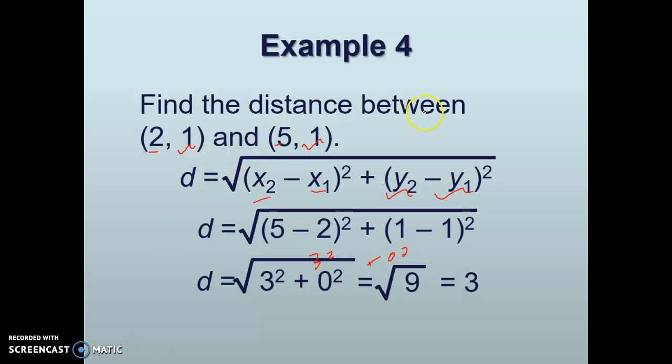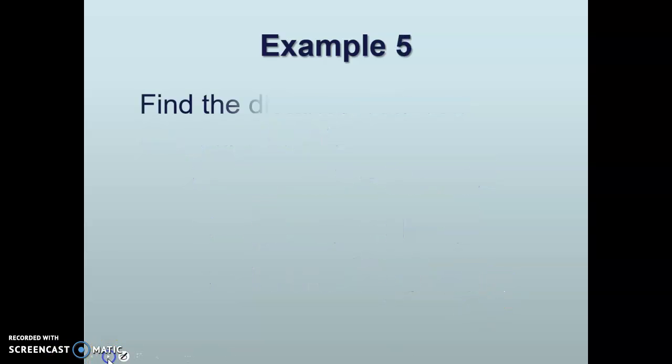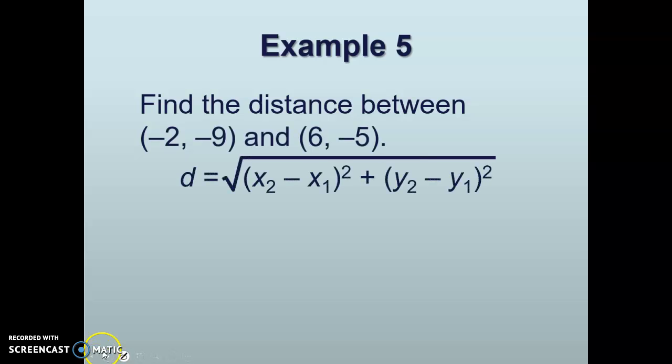Don't forget, we're taking the square root of this whole thing because we want to find that distance. So the square root of 9 is 3. It's plus or minus 3, but we're just going to use the positive 3 since we're finding distance. All right, find the distance between these 2 points. Pause the video, try this on your own, and then come back and check your work.